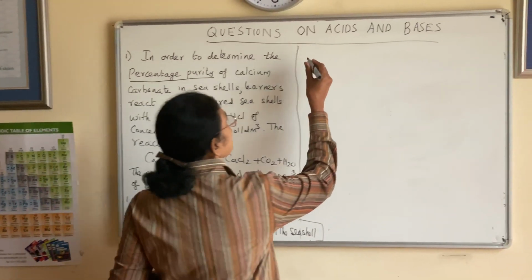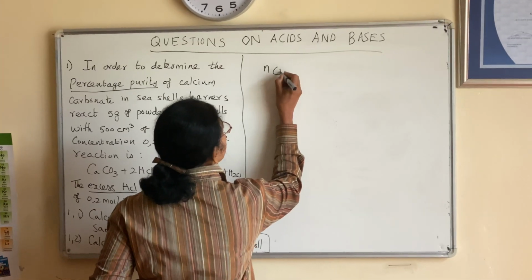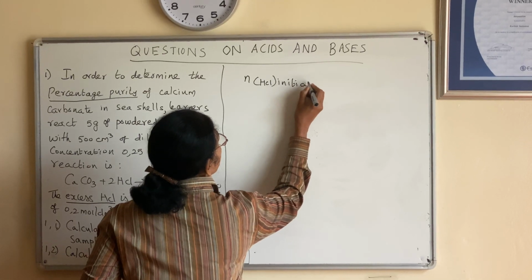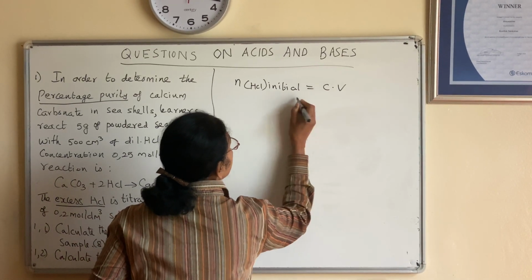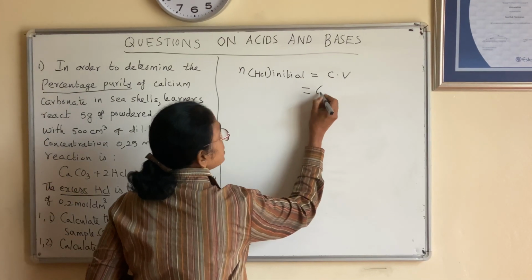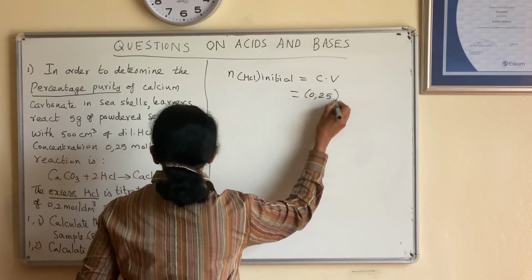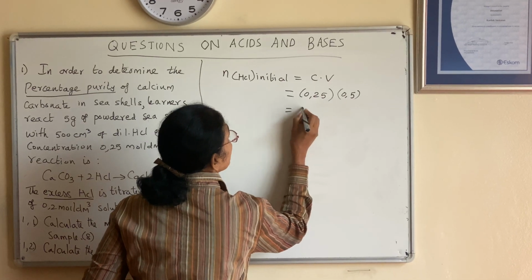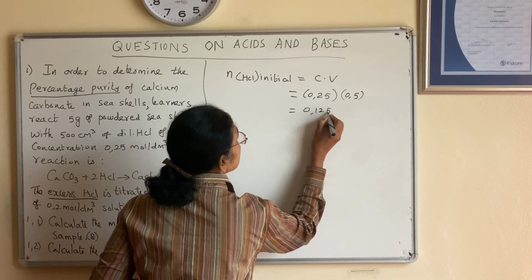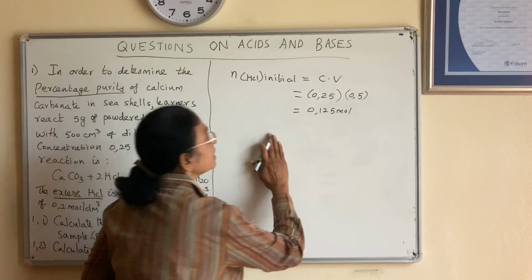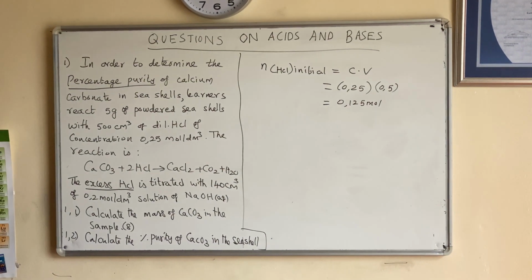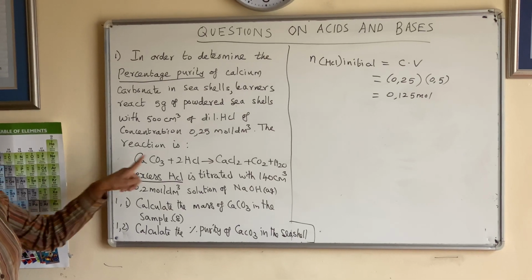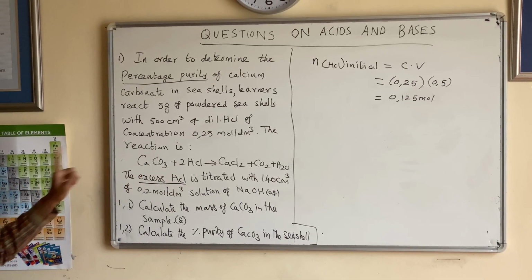Now let's write that down. Number of moles of HCl initial. This is what he did. It's coming from the formula C times V. What is the concentration? 0.25. What is the volume? 0.5. When you do that, what is the number of moles of HCl in the beginning? 0.125 mole. When we read this question, you will realize the mole ratio of acid to base. Acid is 2 and the base is 1.